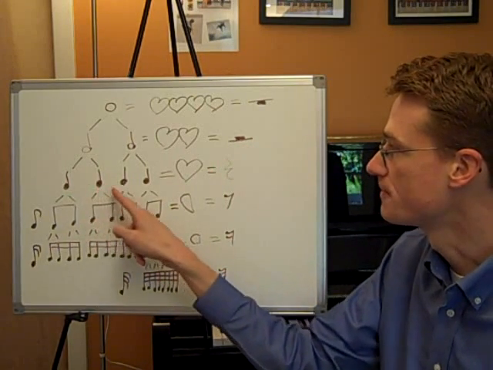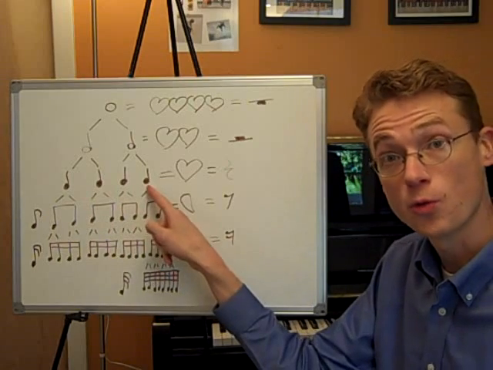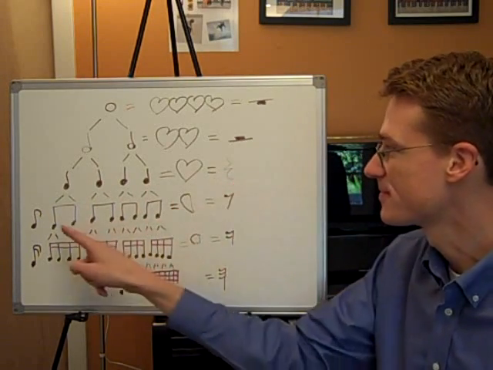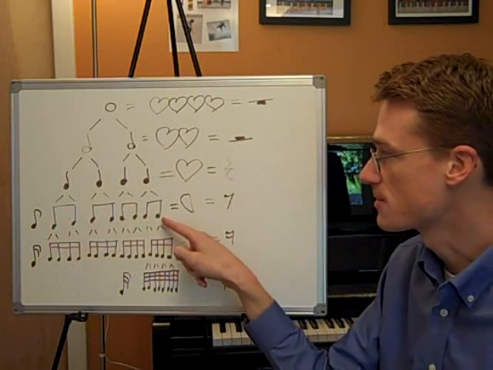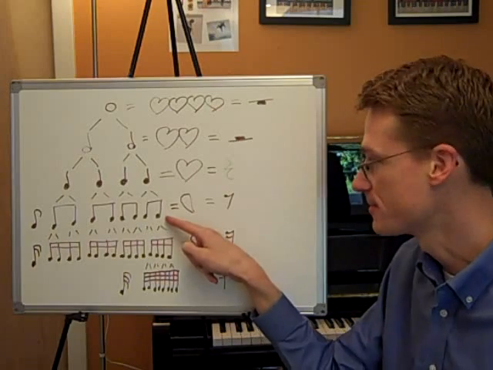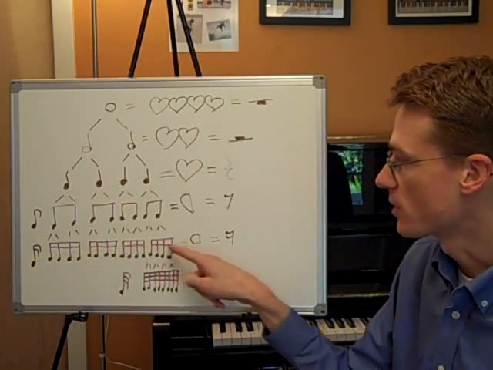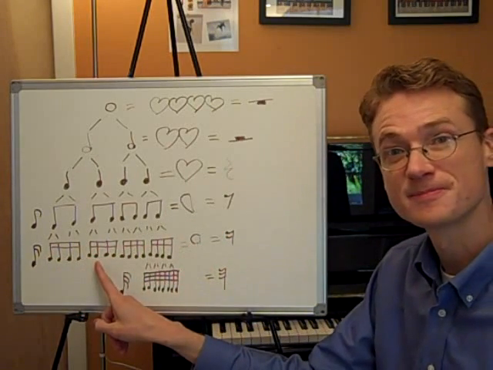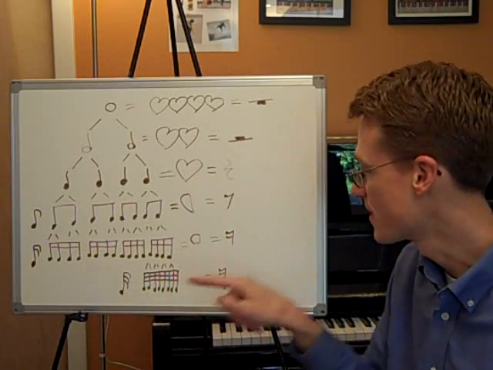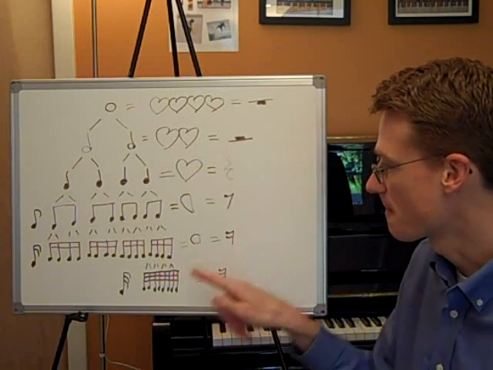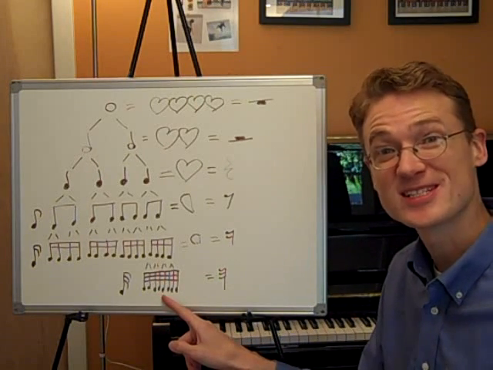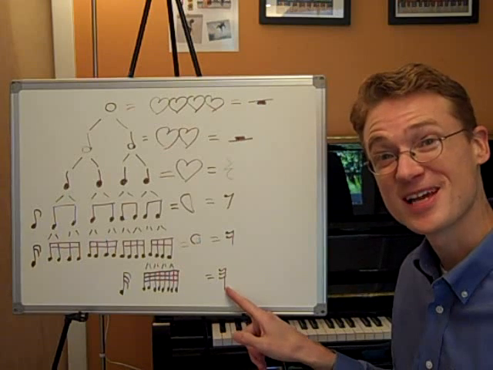What are these notes called? They're called quarter notes. And here's the quarter rest. What would you call these notes? If you said eighth notes, you're correct. What about this row of notes? What are they called? If you said 16th notes, you're correct. And this is a 16th rest. And finally, down here, we have 32nd notes with a 32nd rest.